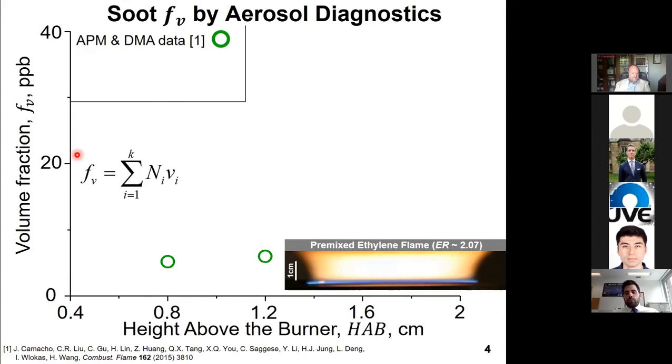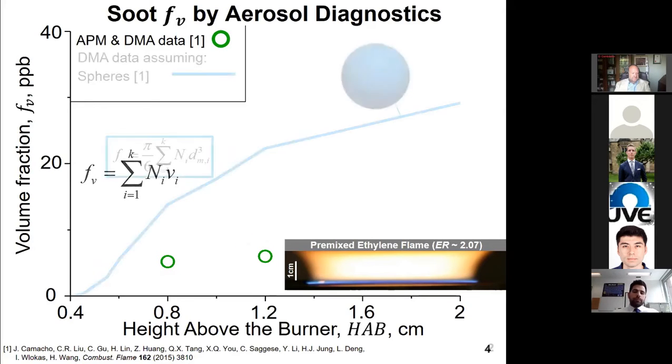So this is probably the most accurate method to get the soot volume fraction, as we can monitor accurately both the number density of soot as well as the particle volume. However, the soot volume fractions that are available using this method are rather limited. As you can see over here, we have the volume fractions only for 2 heights above the burner.